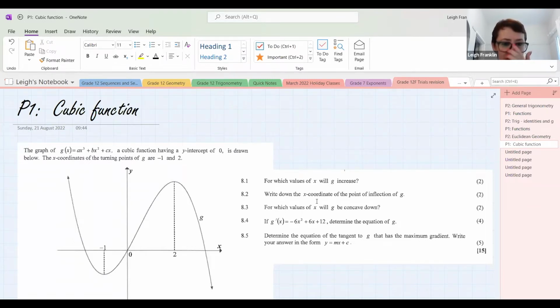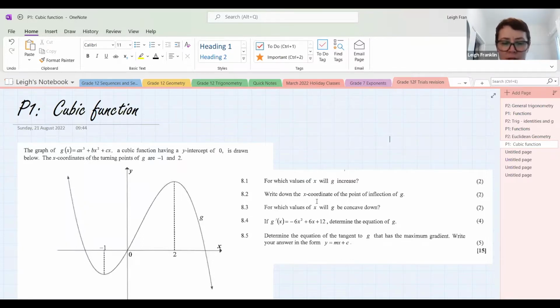Okay, so the question that I've selected says to us that the graph of g of x equals ax cubed plus bx squared plus cx, a cubic function having y-intercept of 0, is drawn below. The x-coordinates of the turning points are -1 and 2. Okay, so we know the y-intercept and we know the x-coordinates at the turning points.